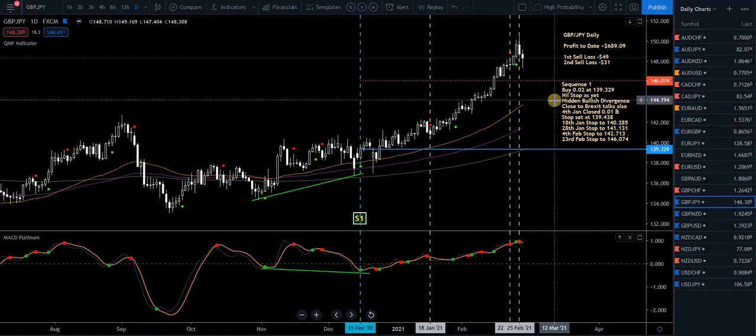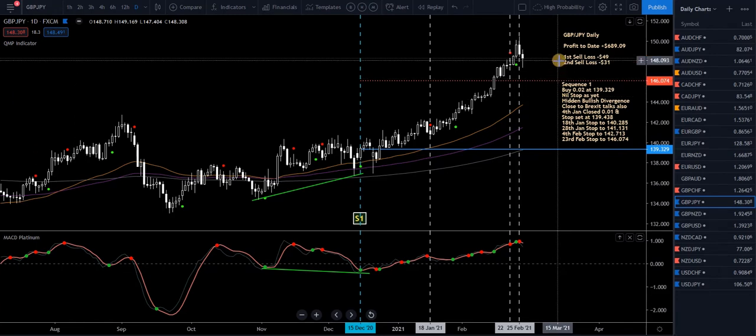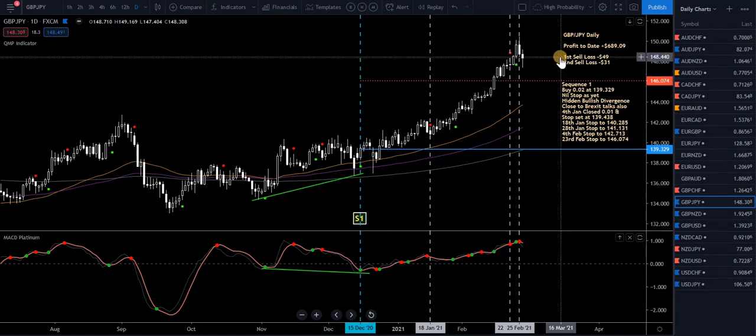What did I get in at? 139.329. What's the price at the moment? 148, nearly 1,000 pips. So it's not bad.